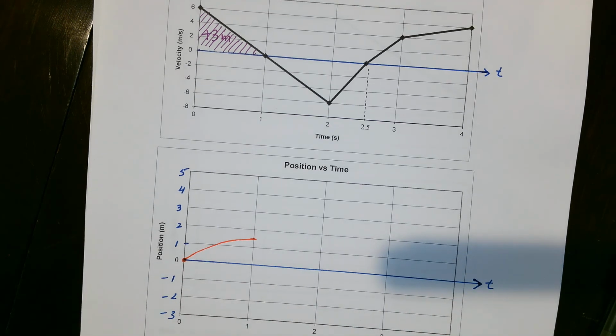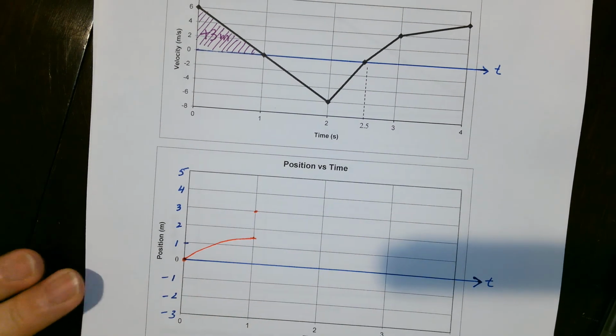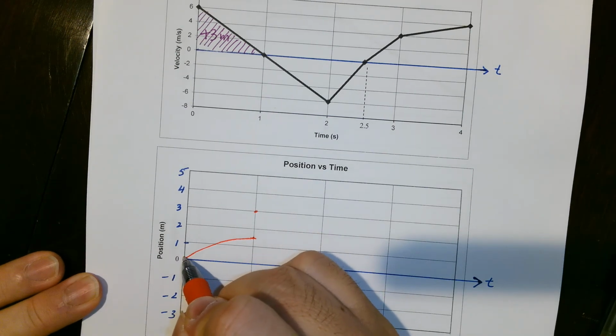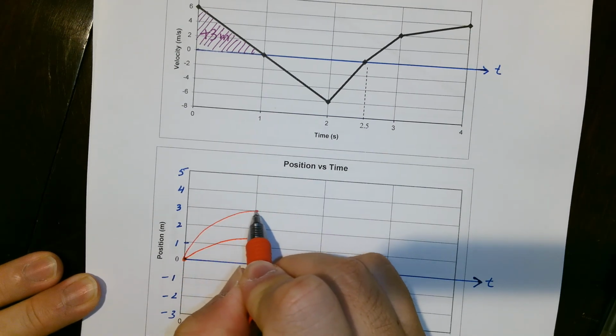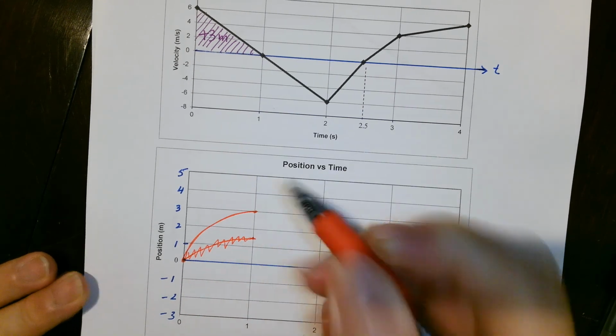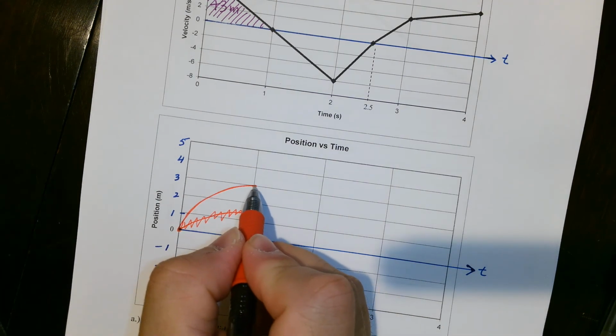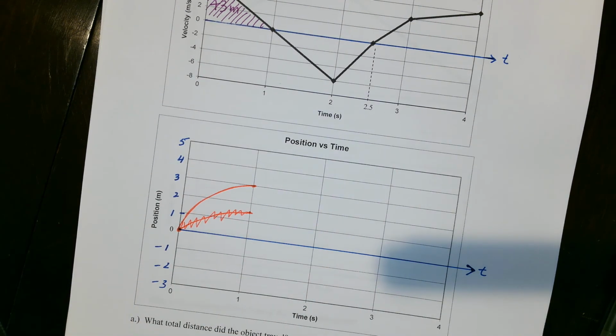3 meters, not 1.5. Oh, thank you. It should be up here. It should be up here. It should be one of these curves. Right? So notice how it flattens out here. It flattens out here at 1 second.